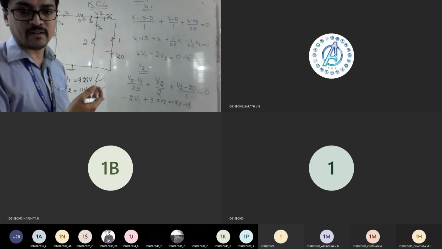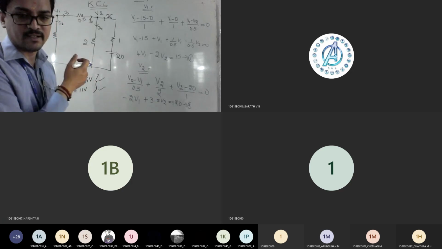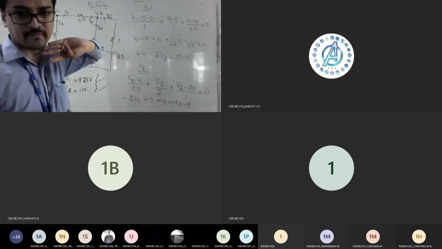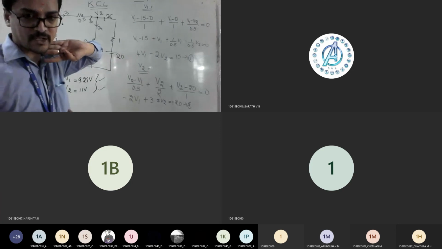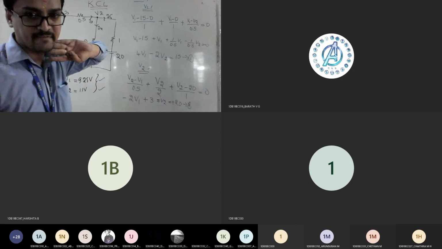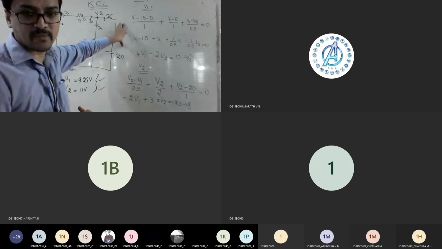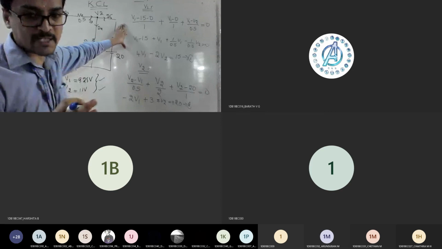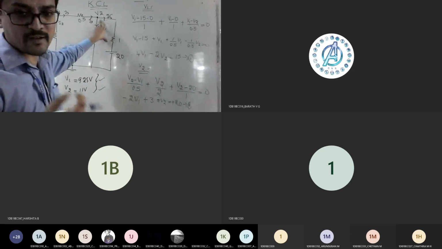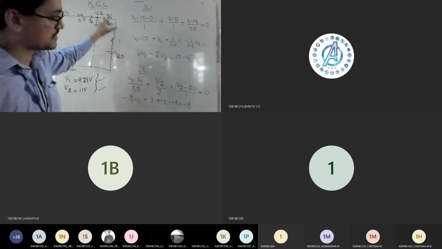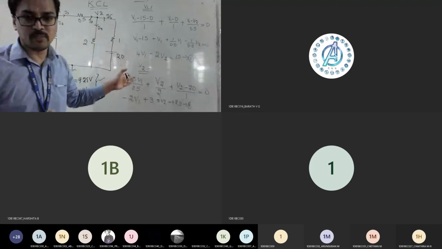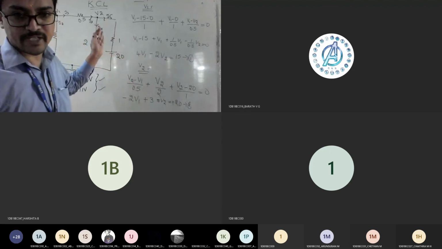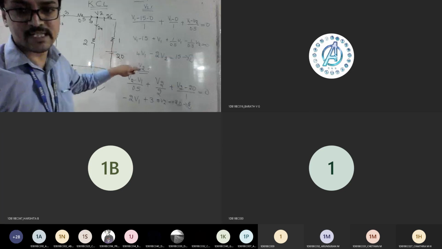Whether you want to go with method 1, by considering the current entering and leaving, or like this. Which one is easier, method 2 or method 1? Second one, because we are least bothered about entering and leaving current. We'll just stick to the procedure by giving highest priority to whichever node we are at. See, why I showed both methods: we know the second method is easier, but we should have a comparison. Then only we can say this is easier.